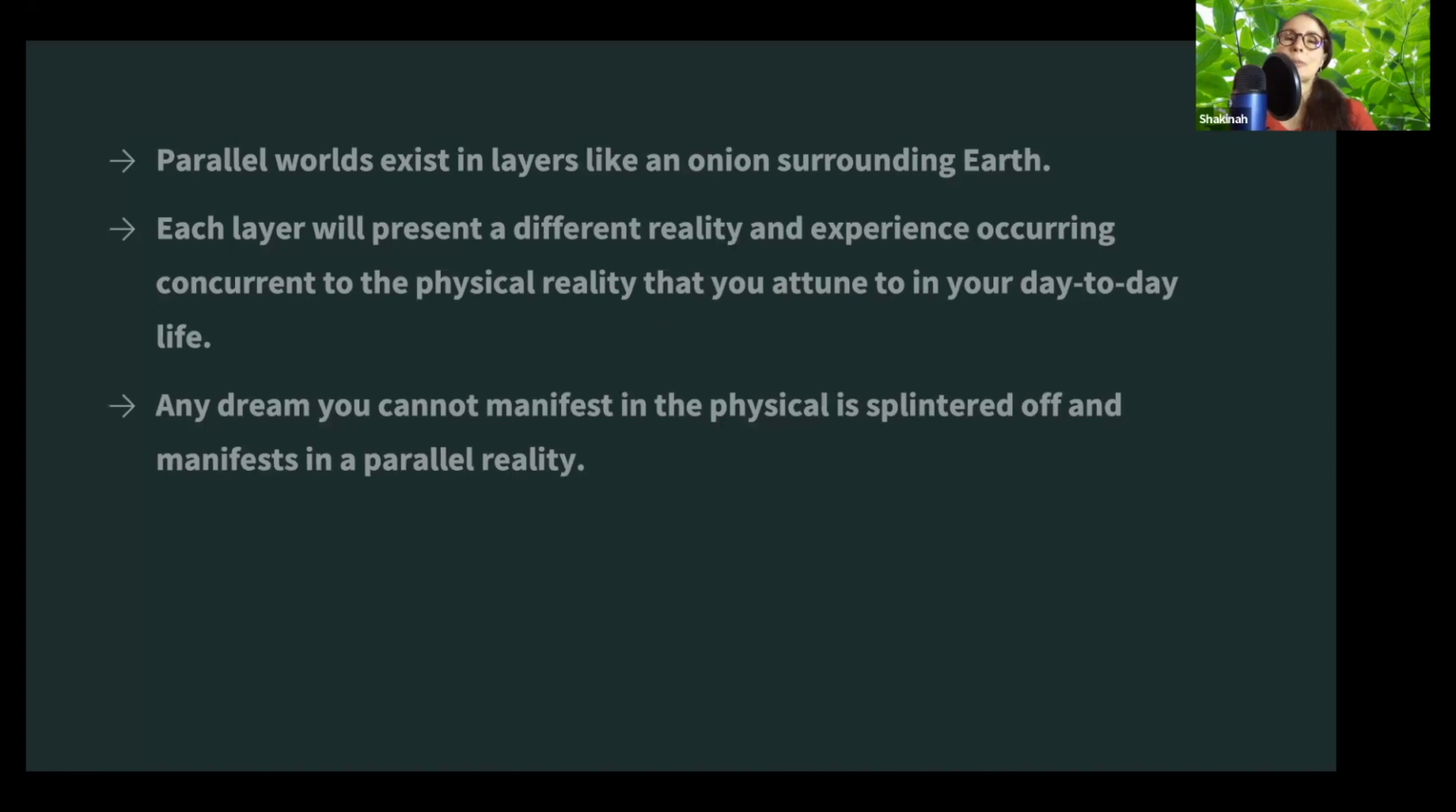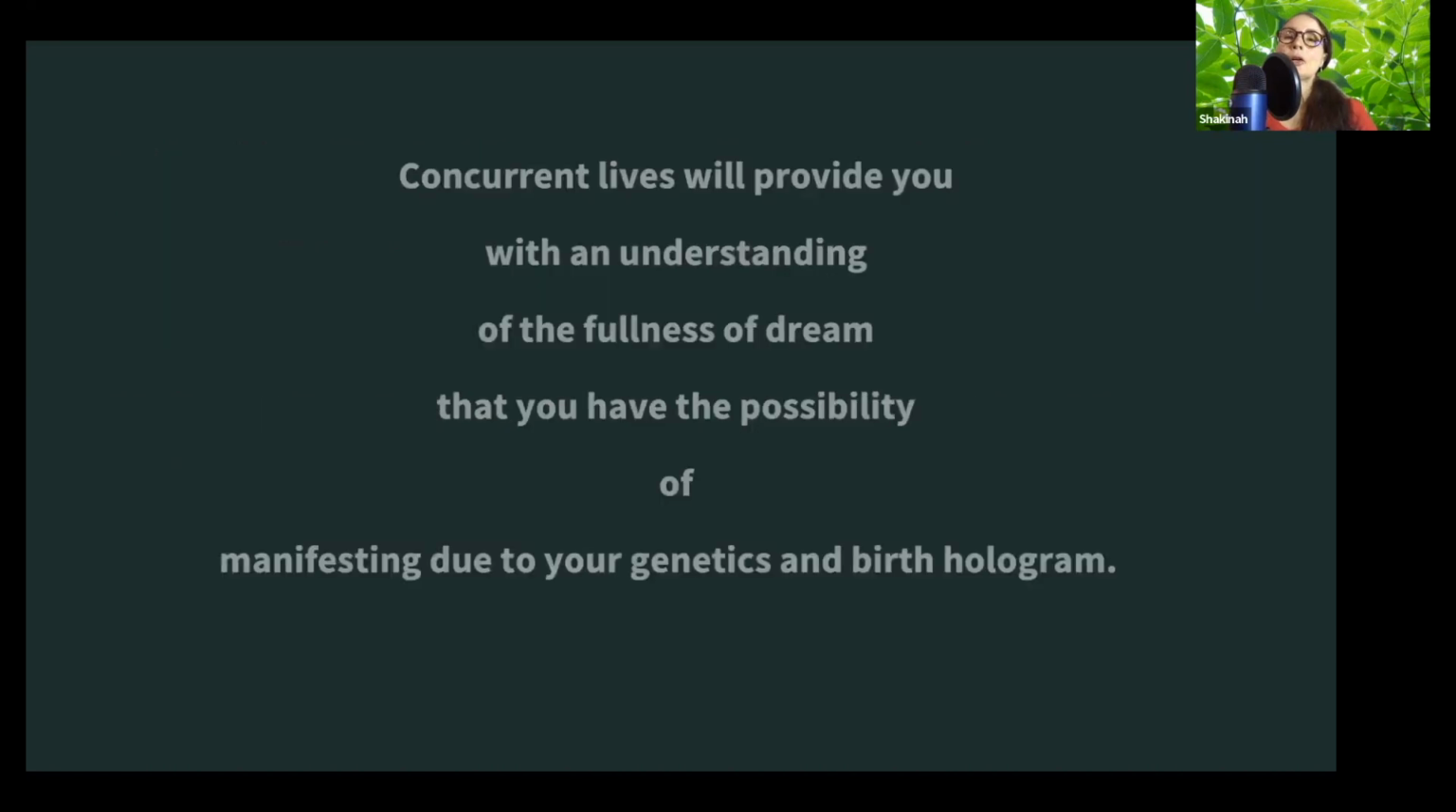We'll talk more about parallel realities and parallel lives in the upcoming workshops. Concurrent lives will provide you with an understanding of the fullness of dream that you have the possibility of manifesting due to your genetics and birth hologram.